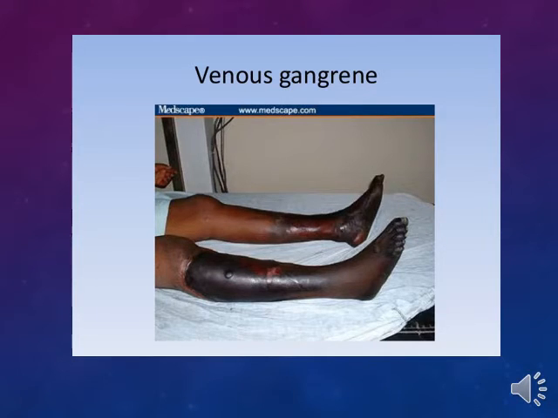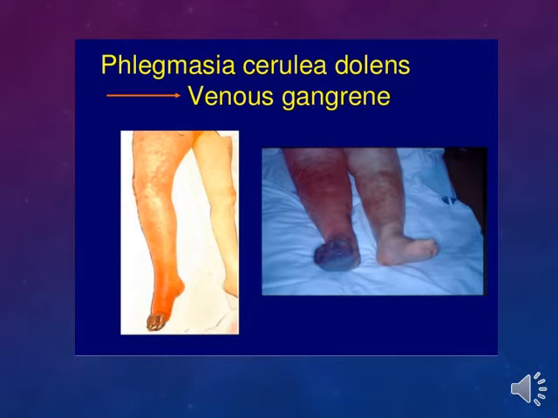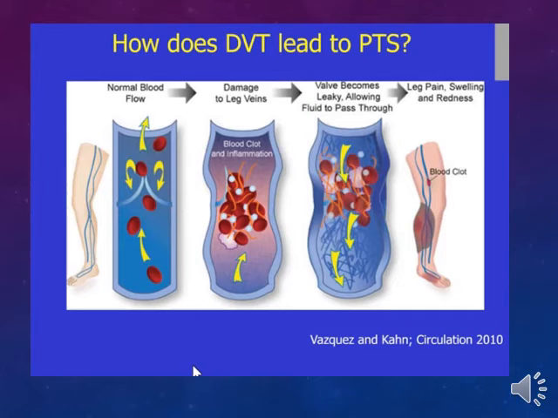This is a picture of venous gangrene extending from the foot to below the knee, and this patient ended with an above knee amputation. And another example of venous gangrene and phlegmasia cerulea dolens due to obstruction of the venous system of the limb, venous drainage all occluded.